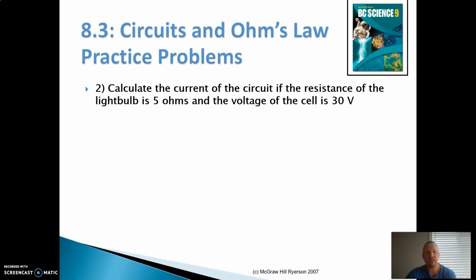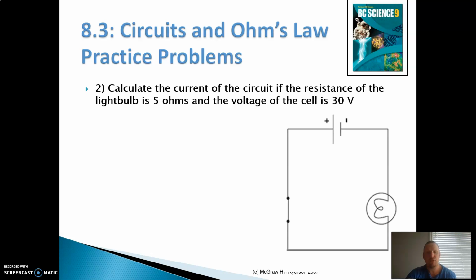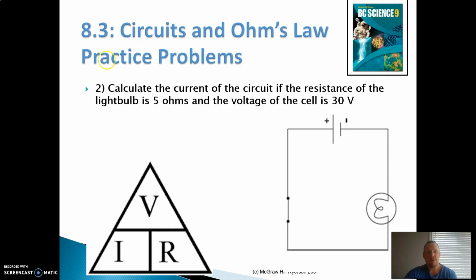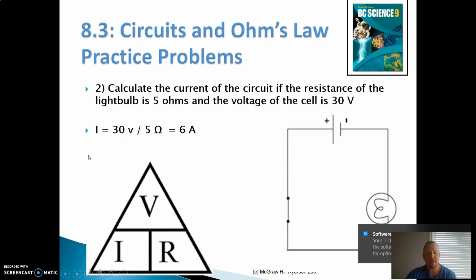Okay, we have another one here. Calculate the current of the circuit if the resistance of the light bulb is 5 ohms and the voltage is 30 volts. So we want to find the current, so we cover up I, so it's voltage divided by resistance. So it's 30 divided by 5, which is 6 amps.